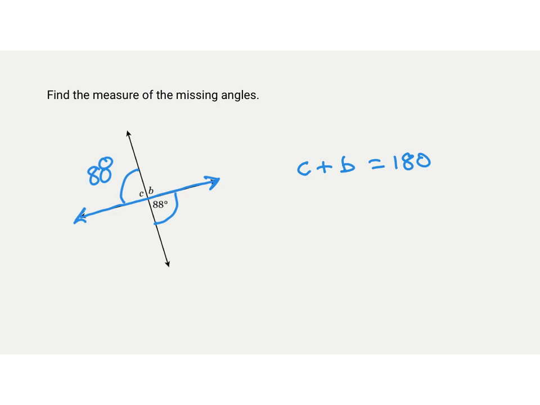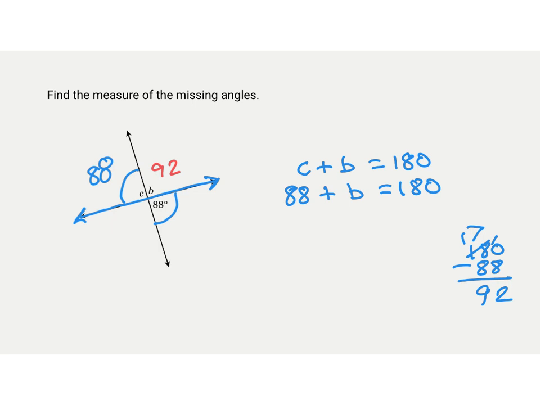I already know what C is. It's 88 plus B has to be 180. So I can say 180 minus 88 is my new angle. So 18, 17, and I have 92 left for my B. So my B is 92 degrees, which means that if they ask me this angle, I could also answer it.